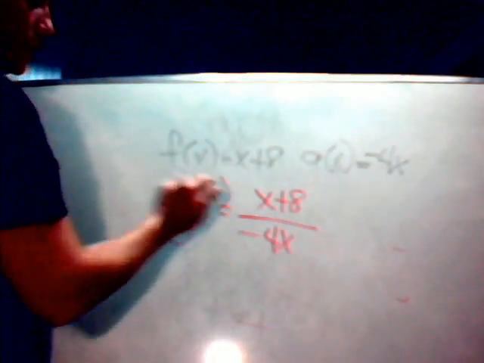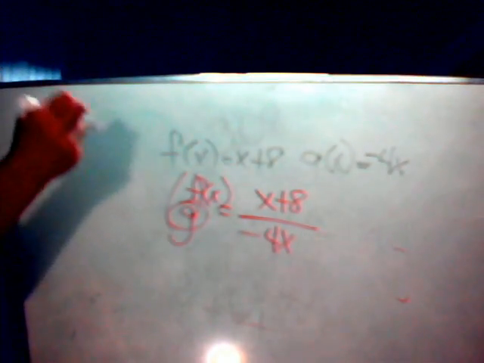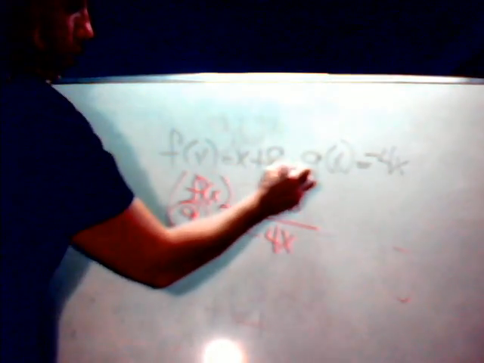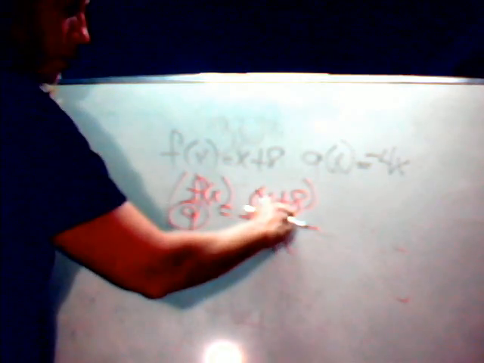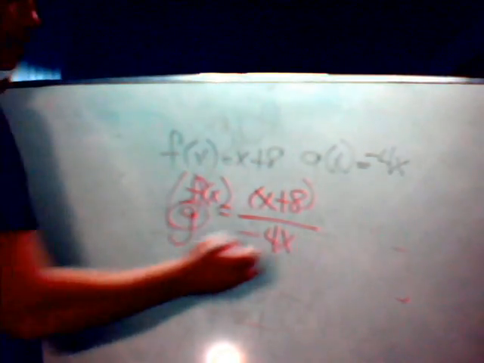So, is there any simplifying I can do? Not really. Because you can only divide if the whole binomial up here is divisible by negative 4x. So there we go. We're done.